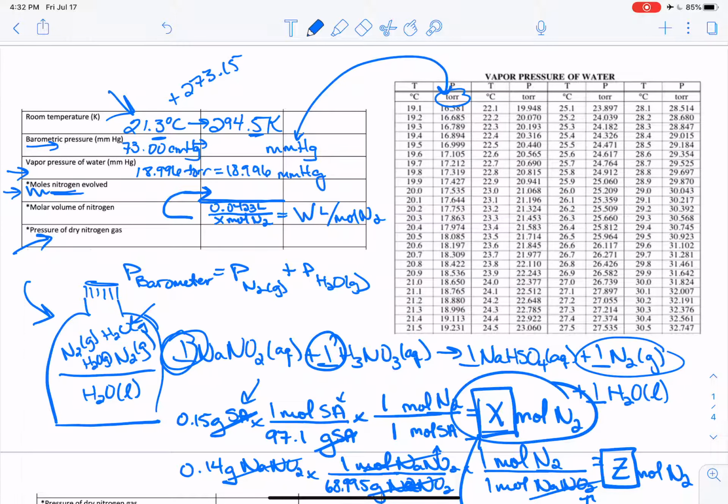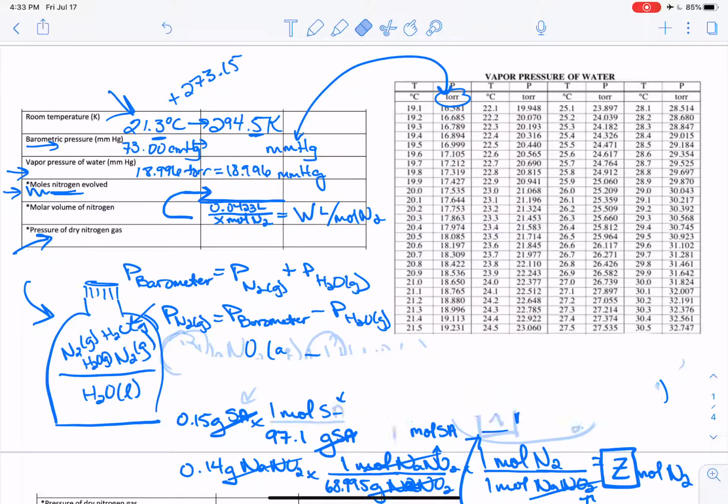So the pressure of the dry nitrogen gas, which means the nitrogen without the water in there, is going to be the pressure of the barometer minus the pressure of the water vapor. And you guys are going to do the calculation on that.